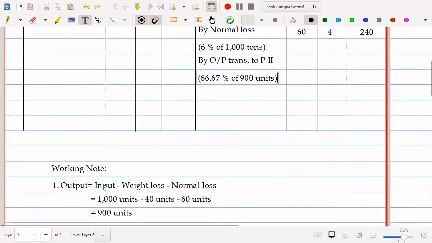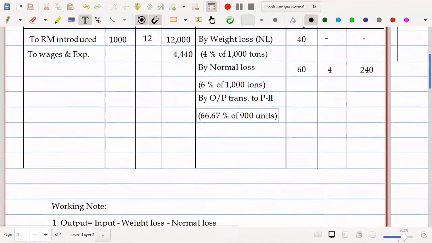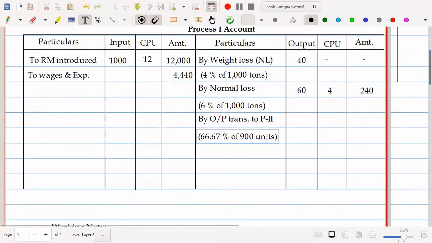Output is equal to input. What was input? It was 1000 units. Weight loss was 40, normal loss was 60. Total, these are normal loss, 100 units are normal loss. So 1000 minus 100, it comes to 900. So out of this 900 output, 66.7% of 900 units were transferred to process 2. So it comes to 600 units.